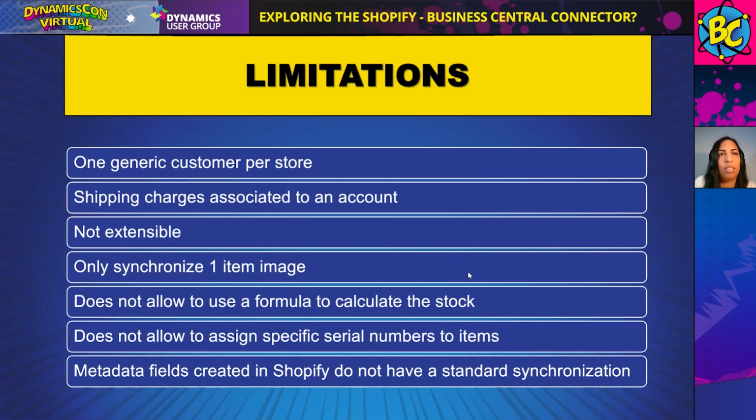Mention as well that now it's not possible to assign specific serial numbers to products that customers buy online. And finally, metadata files that are used to customize the functionality and appearance of the Shopify store don't have a standard synchronization with Business Central. Of course, these are limitations, but keep in mind that there are other standard functionalities that can really help us to be more productive.